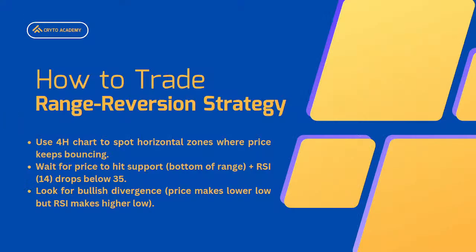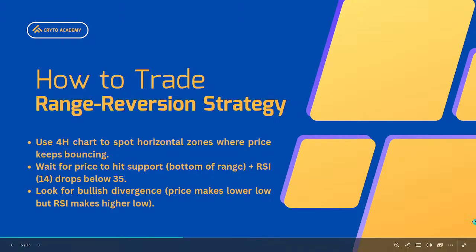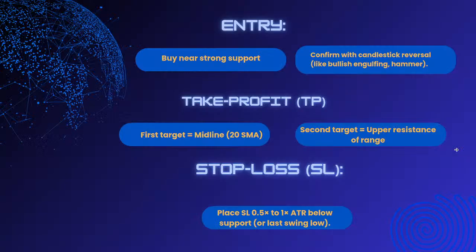So after you have entered that trade, you need to understand where to set your stop loss, or rather your take profit. You need to buy near strong support, basically right down there where I have shown you the lower bands. Then you need to confirm with a candlestick reversal. Some candlesticks will confirm that the price is going to rise, for example bullish engulfing and hammer. Those are some of the candlesticks you need to consider.